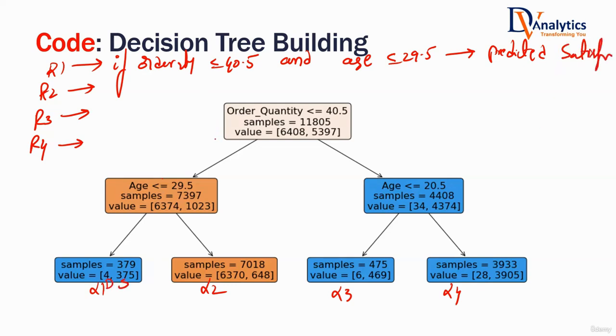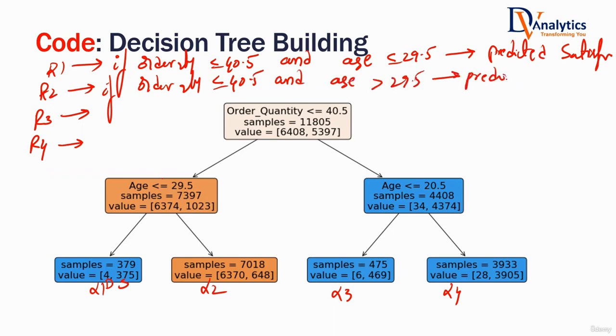In a similar manner, can you tell me rule number 2 associated with leaf node 2? If order quantity is less than or equal to 40.5 and age is greater than or equal to 29.5, then the predicted value is dissatisfied. Most of them are dissatisfied.